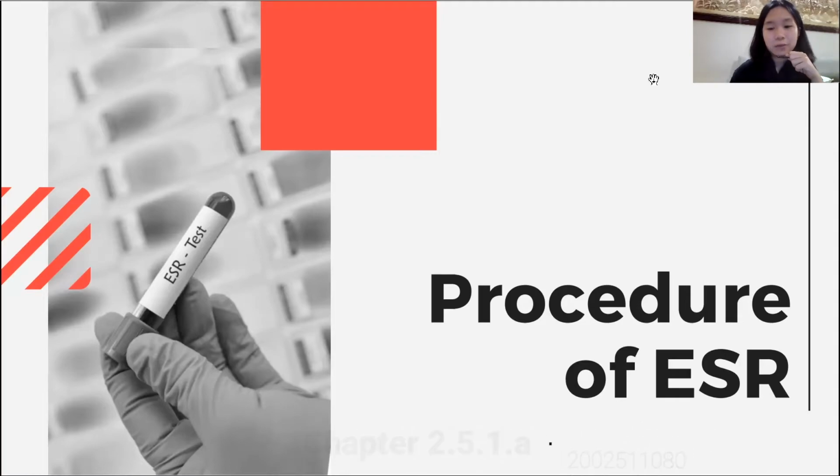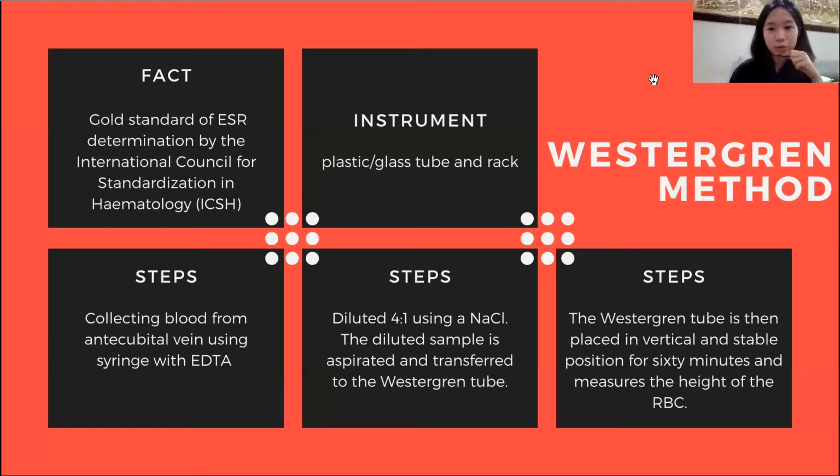Here we are going to talk about the procedure of erythrocyte sedimentation rate manual method. We have two manual methods. One of them we call the Westergren method. The fact is, this method is the gold standard of ESR determination by the International Council for Standardization in Hematology.